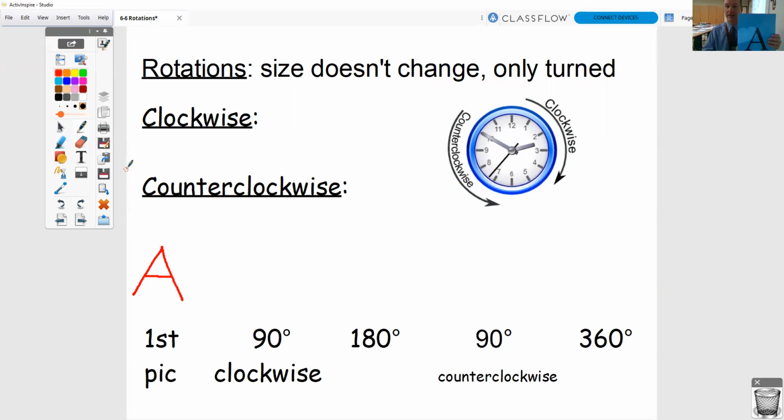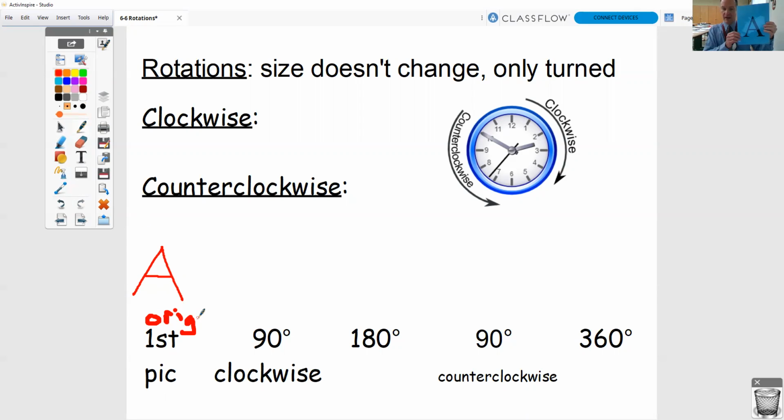Counterclockwise is backwards clock. If we think about the letter A, all right, in all the pictures today, you'll be given an original picture, or in this case, I called it the first picture. This is our original picture. This is where we're starting off from.